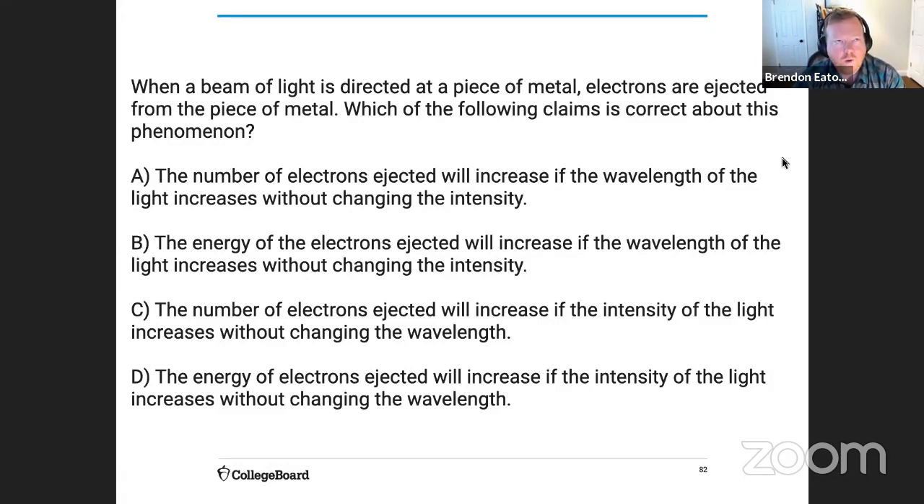But I remember Mr. Mancino saying something about intensity. And I think the correct answer for this one is that the number of electrons ejected increases if the intensity increases without changing the wavelength. Because I remember changing the wavelength is going to change the energy, not the number of electrons.